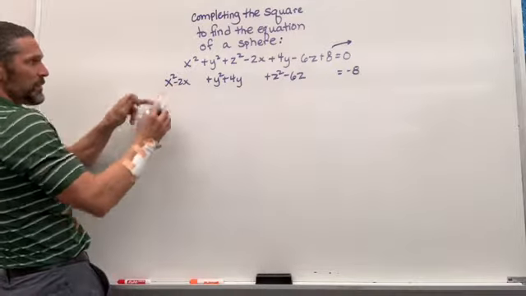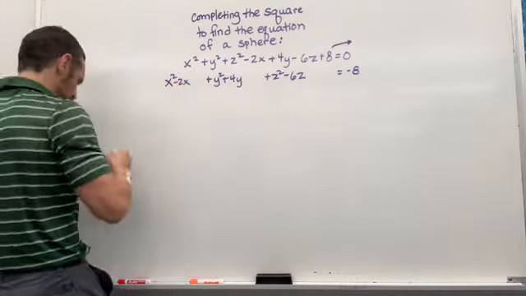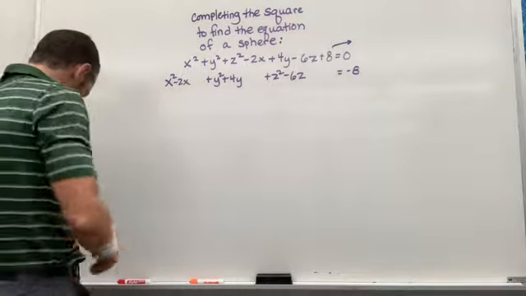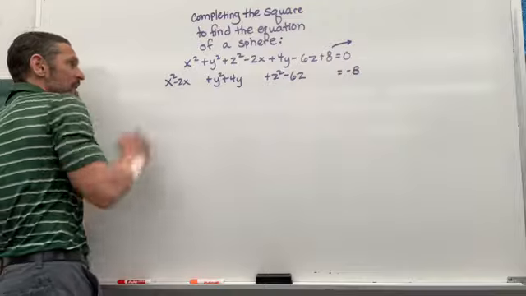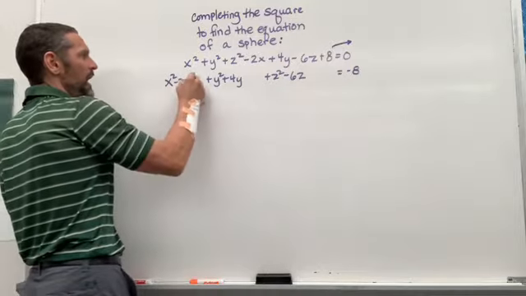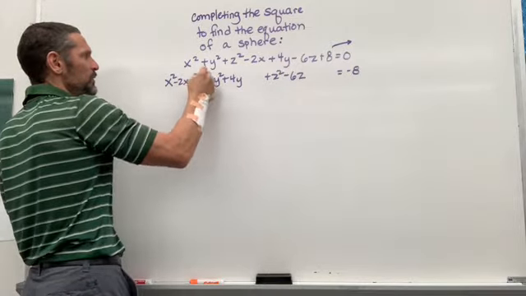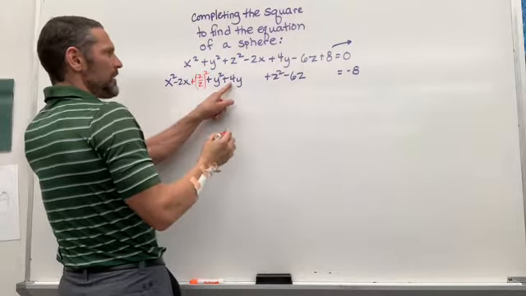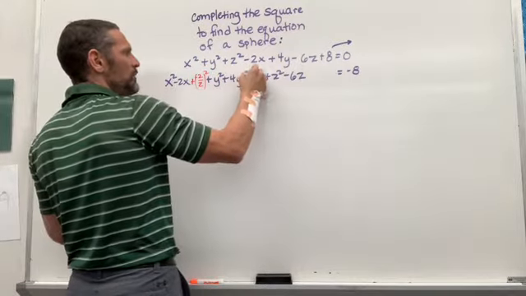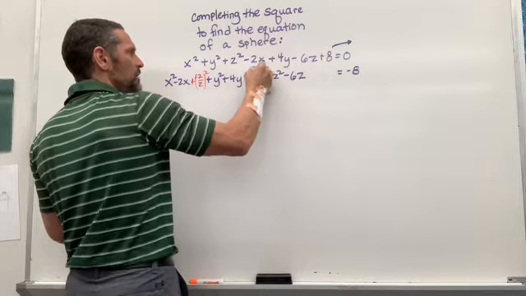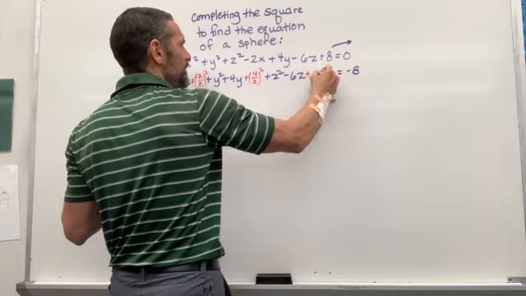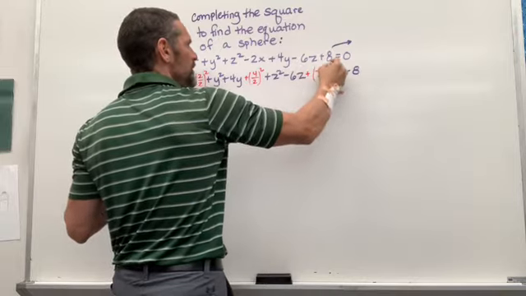I recognize b here. Sorry, bad marker. I recognize my b here is -2. So I'm going to add -2 over 2 squared. I recognize my b here is 4, so I'm going to add b over 2 squared, 4 over 2 squared. I recognize my b here is -6, so I'm going to add -6 over 2 squared.